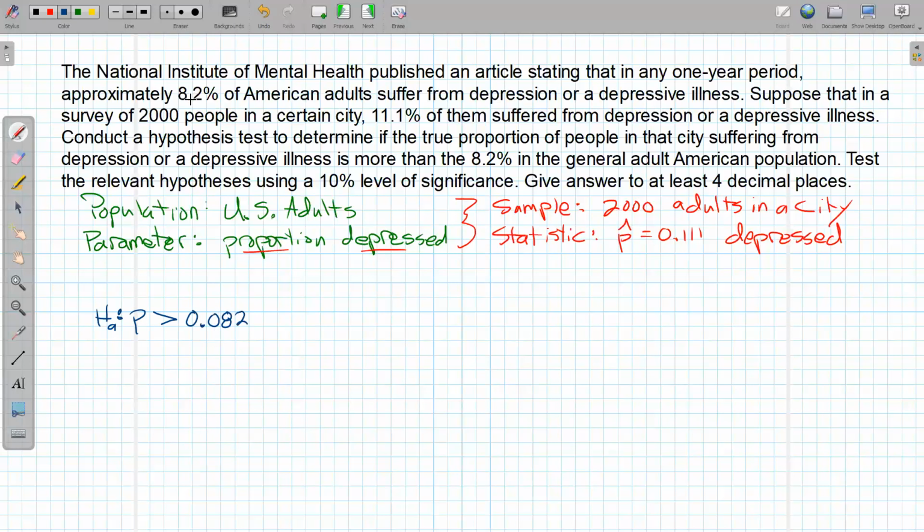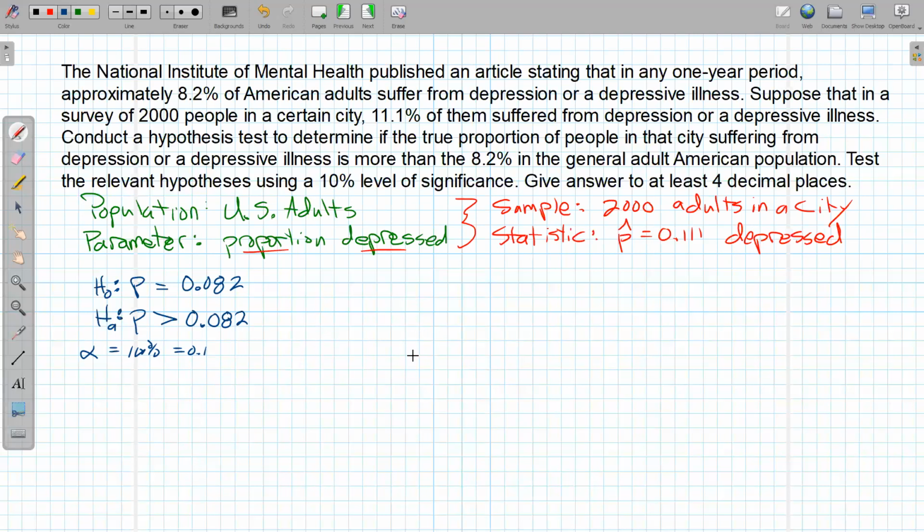The null is that they're saying it's approximately this, so we're just saying it is that. So the null hypothesis is that p, the actual proportion, is 8.2%, which I want to state as a decimal, 0.082. And then they gave me a significance level, alpha is 10%. All right, I'm just about ready to go on this.